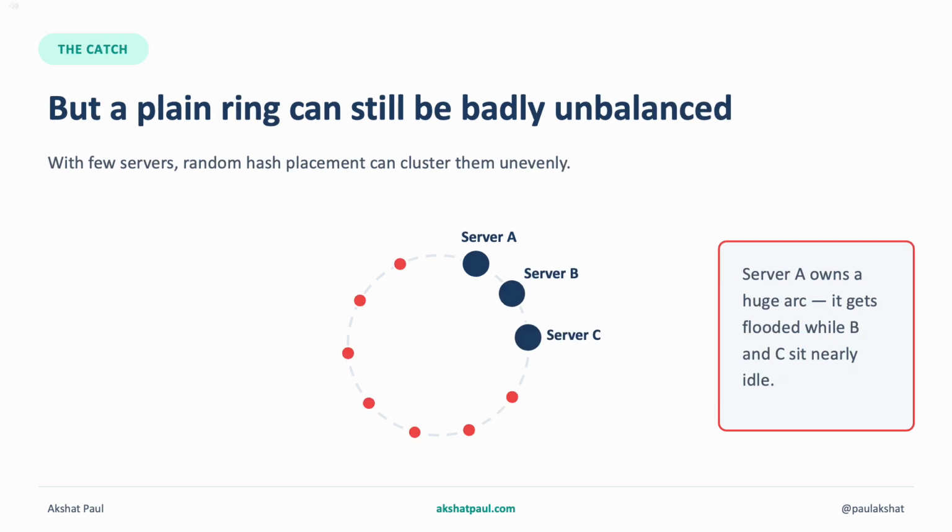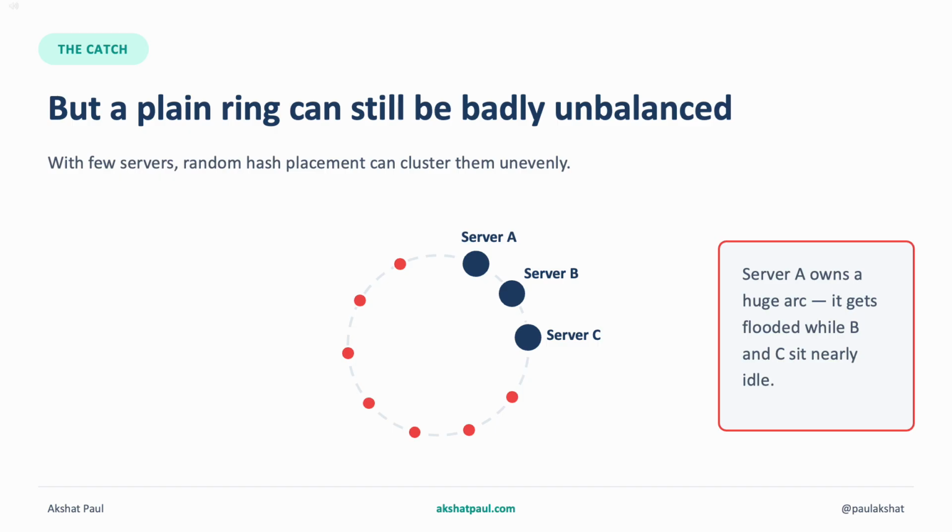So the ring solves the rebalancing problem, but it introduces a new one, and this is the part a lot of tutorials skip. When you only hash a handful of servers onto the ring, their positions are essentially random, and random points on a circle are not evenly spaced. Sometimes by chance, three servers end up clustered close together, leaving one giant empty arc. Look at this ring. Server A ends up owning this massive stretch while B and C are crammed next to each other, barely getting any keys.